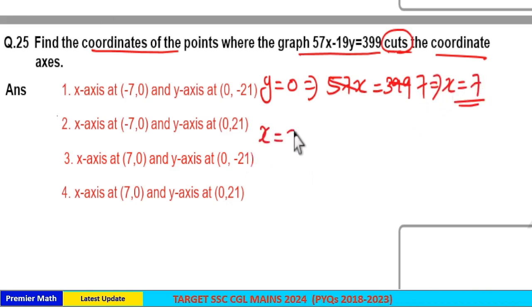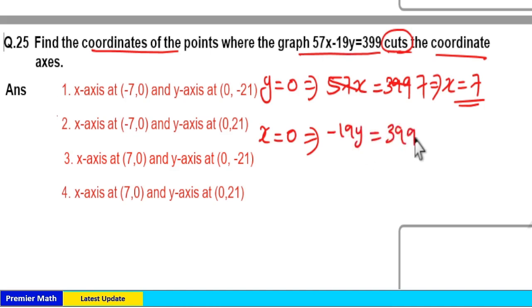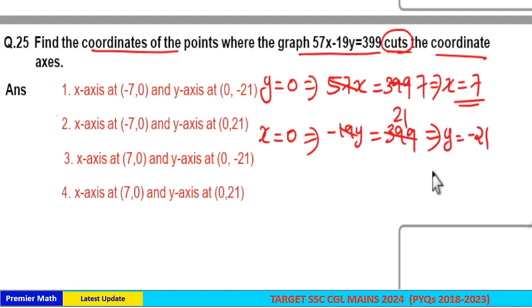Now put the value of x as 0 and find the value of y from the equation. So when you put x as 0, minus 19y is equal to 399. 19 into 20 is 380. Then 19 into 21 is 399. So here minus y is 21, which means y is equal to minus 21.